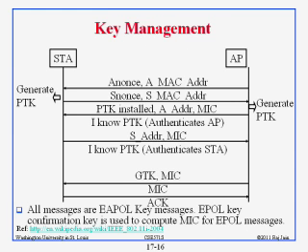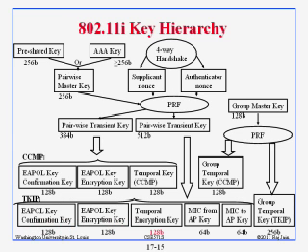So this can send it and this can say fine, I got it. All messages are EAPOL key messages, and the EAPOL key confirmation key is used to compute the MIC for the EAPOL messages. So that explains what this first key, the confirmation key, is. So this is the integrity check key and this is the encryption key.